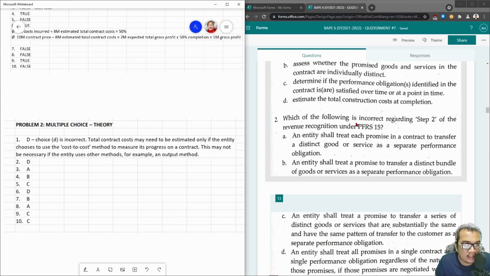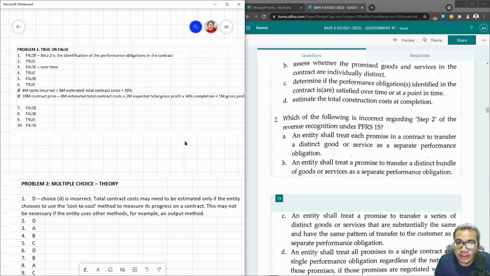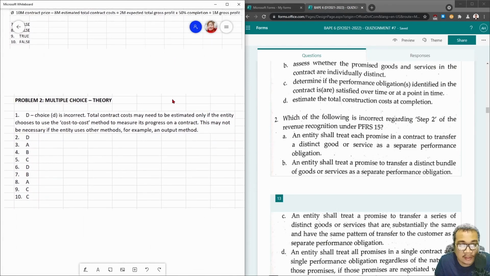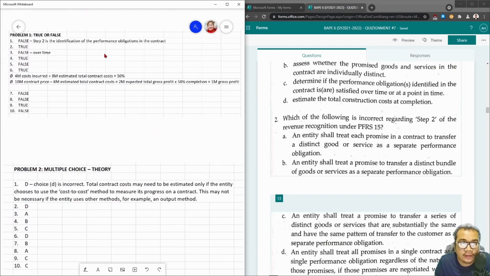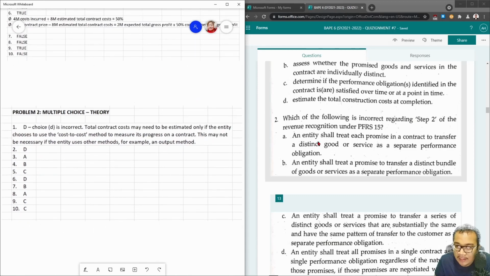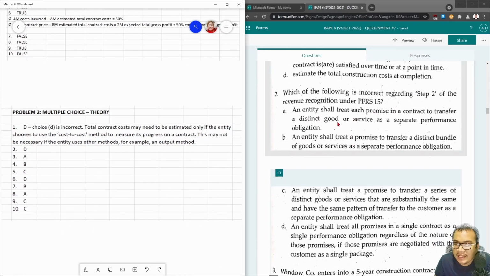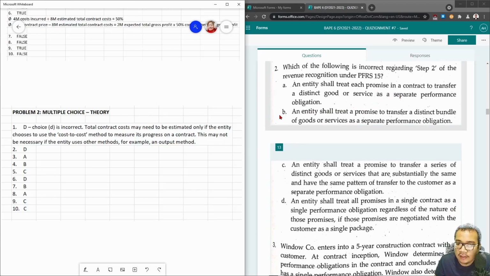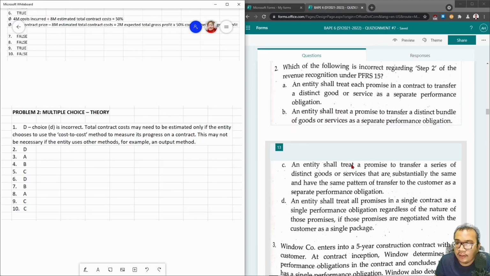Number 2, which of the following is incorrect regarding step 2 of the revenue recognition under PFRS 15. Now, step 2 is about performance obligation, di ba? Identification of performance obligation in the contract. So, alin daw dito ang incorrect? A, an entity shall treat each promise in a contract to transfer a distinct good or service as a separate performance obligation. Yes. B, an entity shall treat a promise to transfer a distinct bundle of goods or services as a separate performance obligation. Yes. Distinct ito, separate pa, di ba?